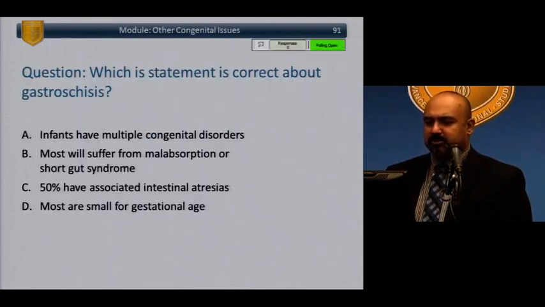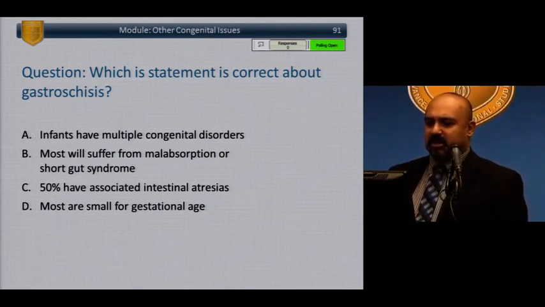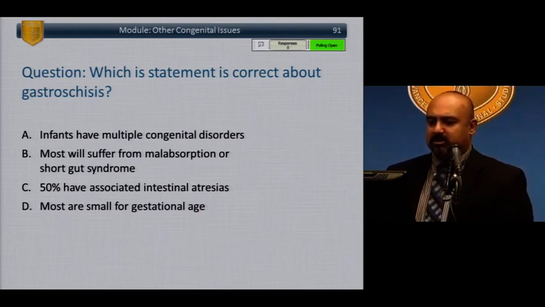Other congenital issues. Which statement is correct about gastroschisis? Infants have multiple congenital disorders. Most will suffer from malabsorption or short gut syndrome. 50% will have associated intestinal atresias, and most are small for gestational age.